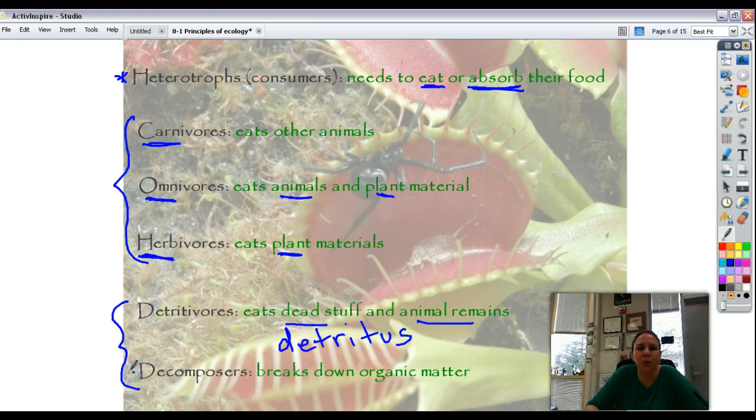And then we have decomposers, and what they do is they break down organic matter. So if you think of like leaves, if you were to have a pile of leaves in the corner of your yard and just leave them, eventually they would just kind of crumble and become one with the dirt again. Well, it's not because of time, it's because of these things like bacteria and fungi.